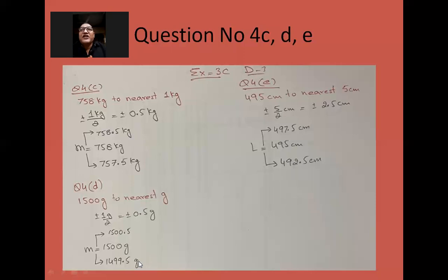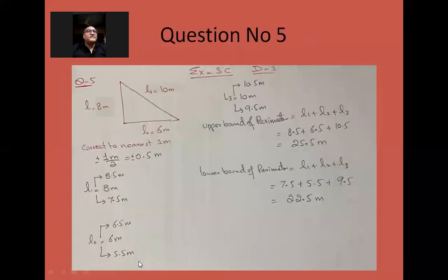So 495 plus 2.5, that gives you 497.5 centimeter. That's the upper bound. So 495 centimeter, which is the main measurement, if you subtract 2.5 centimeter, you will get 492.5 centimeter, which is the lower bound. So very easily you can see that if you have the main measurement and if you know what number it's correct to, very easily you can find the upper bound and the lower bound of the main measurement. So we are done with question number 4. Let's move to the next question.